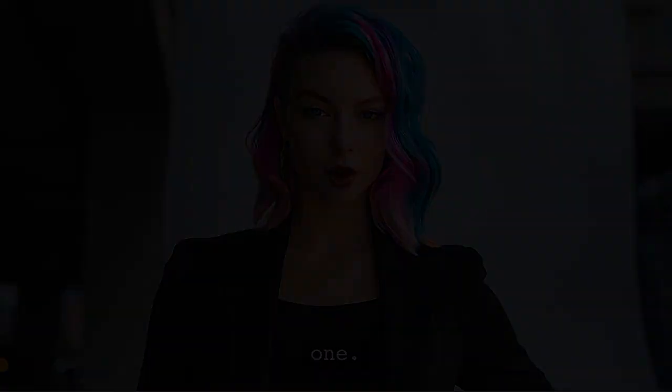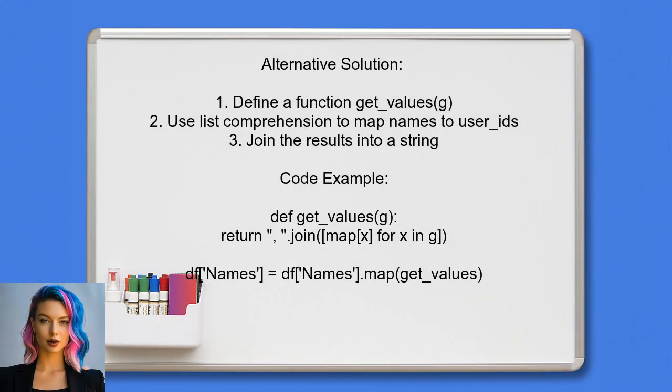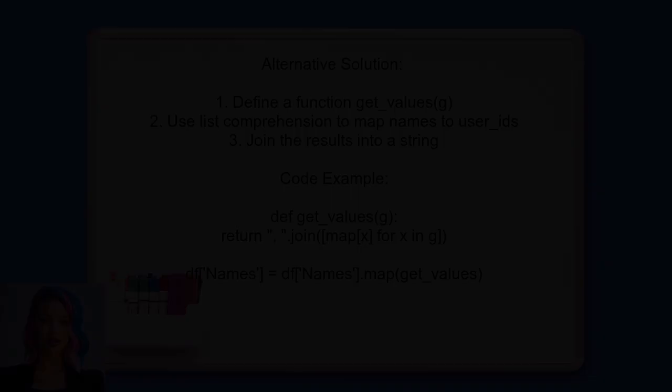Let's explore another one. An alternative solution provided by a user involves defining a function called getValues. This function takes a group of names and returns a string of user IDs by mapping each name to its corresponding user ID from the dictionary. The user then applies this function to the names column in the data frame using the map method.